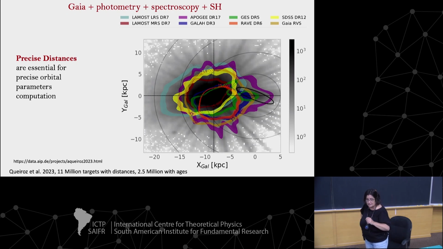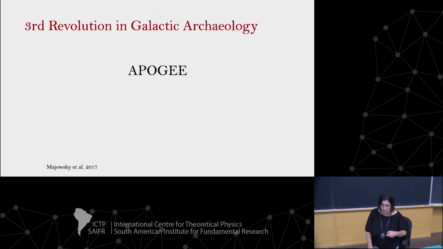This is why I say this is a revolution, because that's the data set we're going to use if we want to learn about the inner region of the disk and the bulge, which up to there nobody knew, essentially. Okay? So APOGEE brings us to the third revolution.